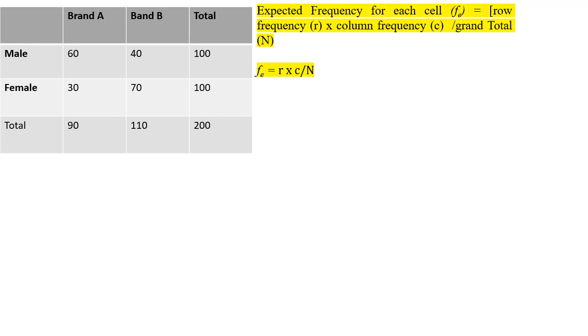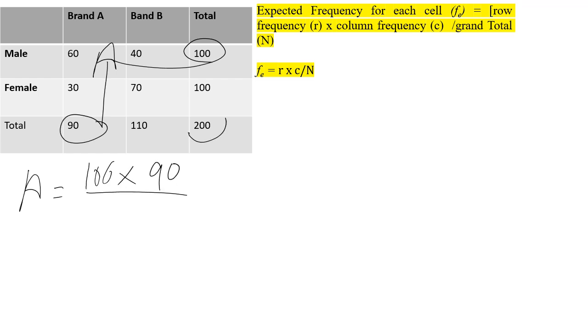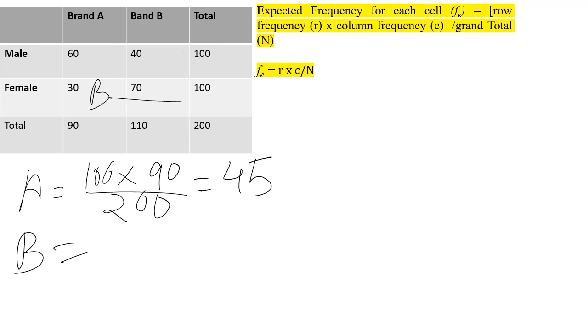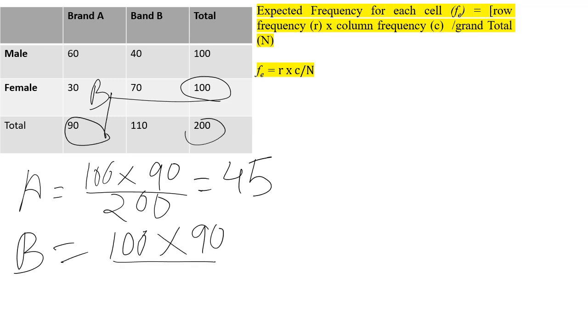So for understanding purpose, let's assume 60 as cell A, 30 as B, 40 as C, and 70 as cell D. Starting from cell A, the row frequency is 100, the column frequency is 90, the grand total is 200, and we got 45. For cell B, the row frequency is 100, the column frequency is 90, and grand total is 200, which we got as 45.